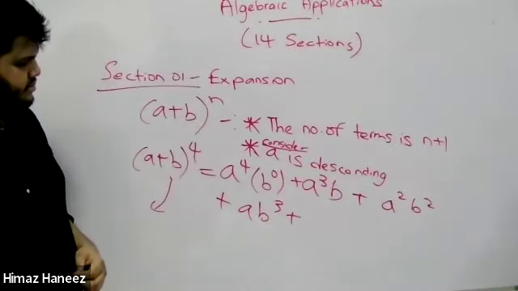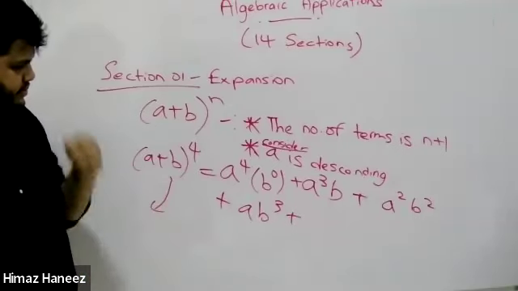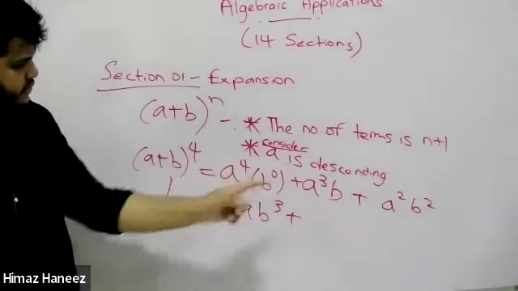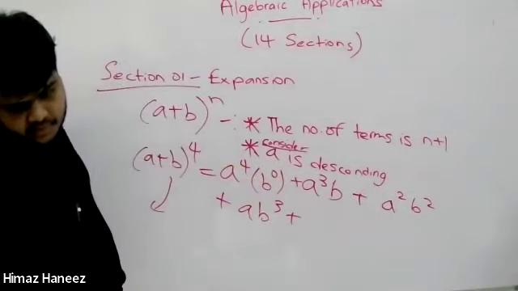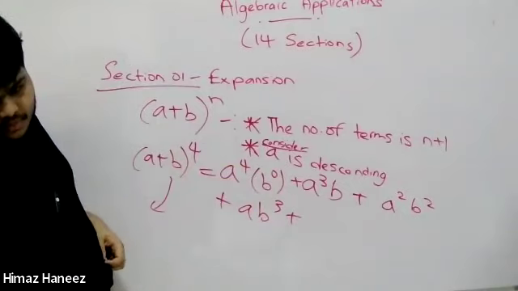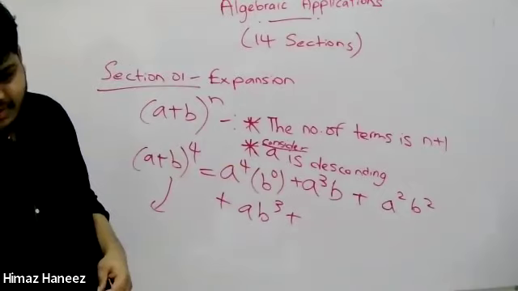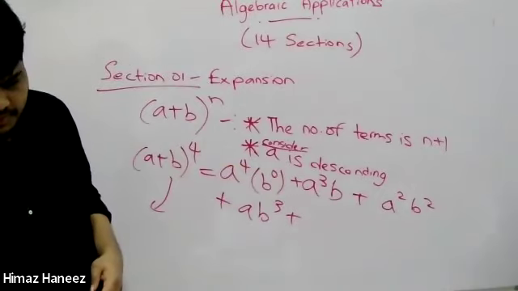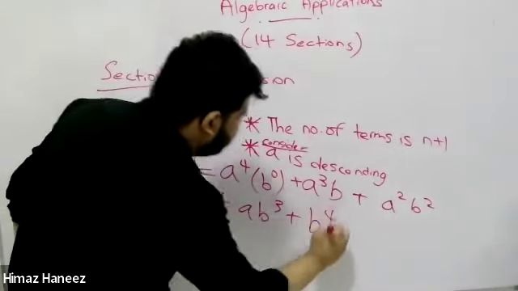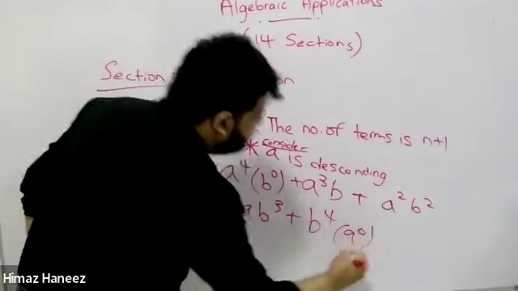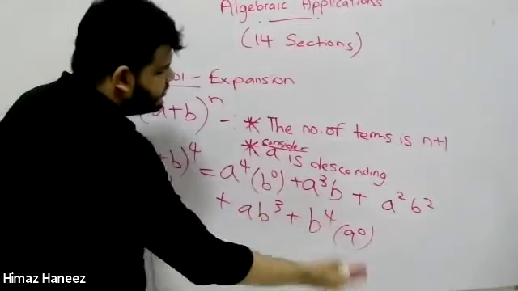Last term. No, not last term. Yeah, last term. You can put 0 if something, you can put 0. Yes, b to the power 4. Now we can write a to the power 0 also, but we don't usually write it because a to the power 0 is 1. So this is b to the power 4.